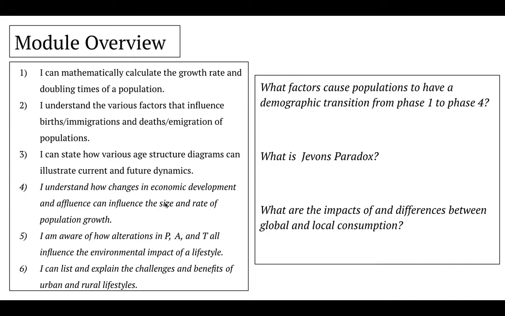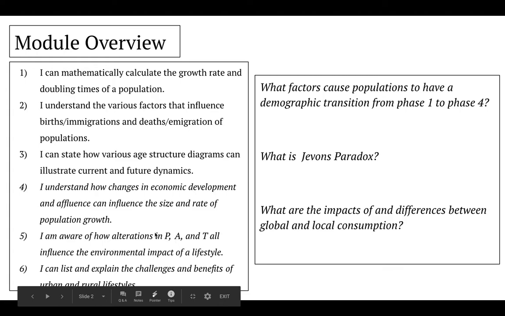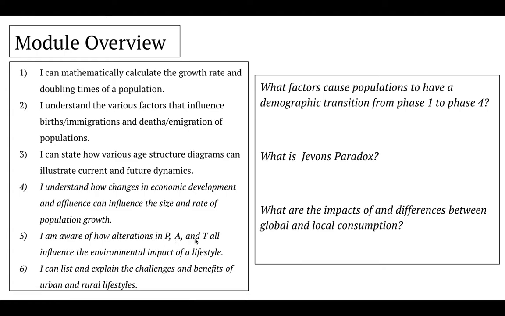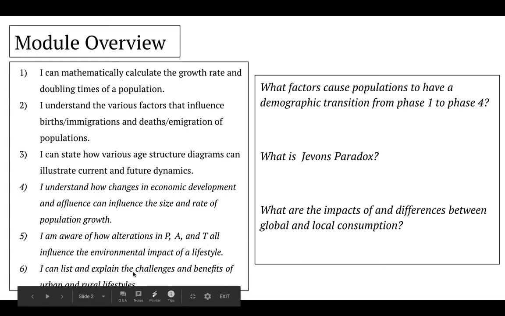In module 23, you're going to be really thinking about demographic transitions and how that's related to economic development and affluence, the alterations and variations within P, A, and T within our IPAT equation, and finally the challenges and benefits of urban and rural lifestyles and consumptions.